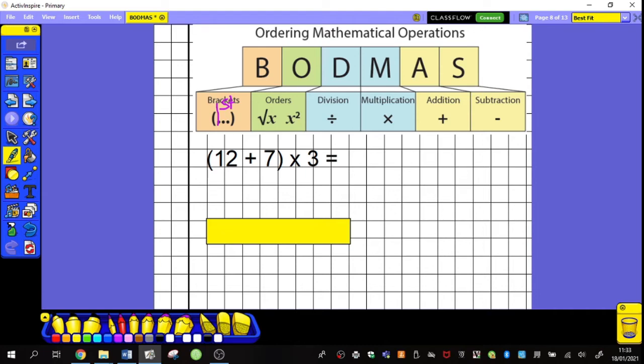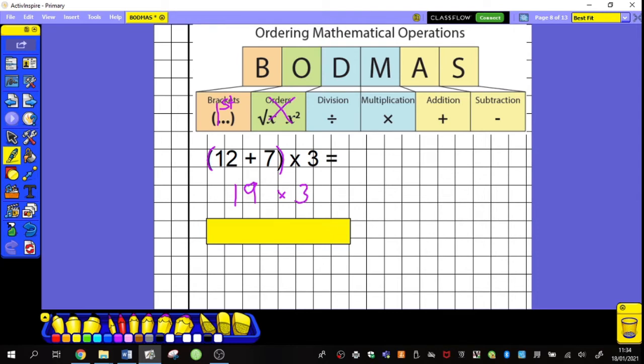Now it doesn't matter that I have a multiplication and an add, and I should technically do the multiplication before the addition. But not this time, because the brackets completely overrule that. I'm going to be doing the brackets first. So 12 add 7, and that is 19. Then I'm going to need to make sure I show my workings, so I'm going to be writing the rest of it out. So now I continue my calculation.